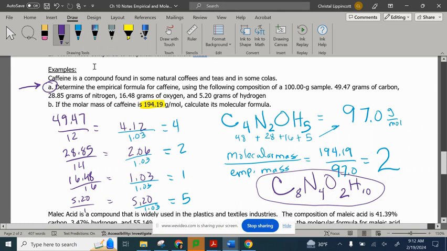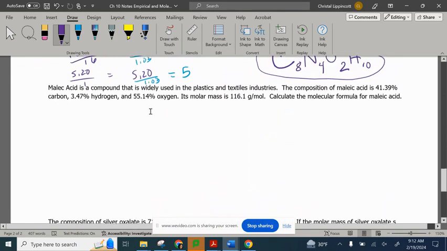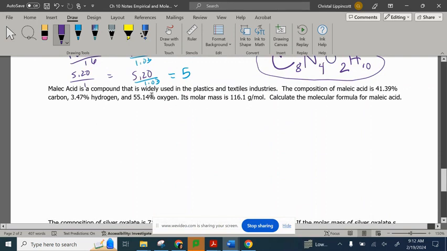All right. So I want you to spend a minute trying to do this one. Find the empirical formula of this malic acid, and then I want the molecular.